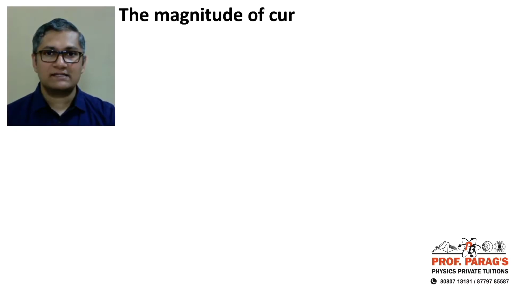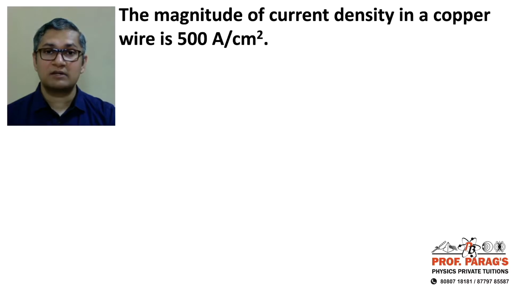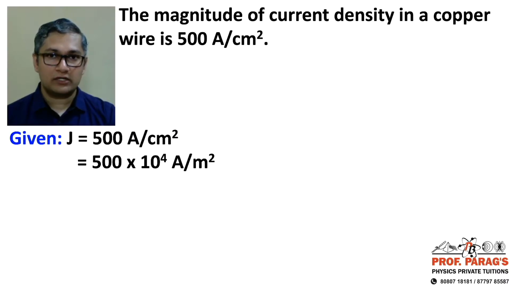Alright, so let's take a simple example again. We are solving a numerical, so please remember data, diagram, equation. We discussed this in lecture 2. They are saying that the magnitude of current density in a copper wire is 500 amperes per centimeter square. So check the units always. Ampere per centimeter square. It is current upon area, so it is definitely current density, so I will write J. But if you see the units, centimeter square is not SI units. So how will I note it down? I'm going to say the given quantity is J is 500, but then ampere per centimeter square should not be left as it is.